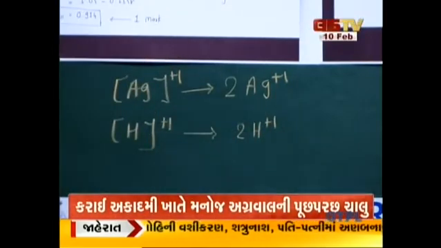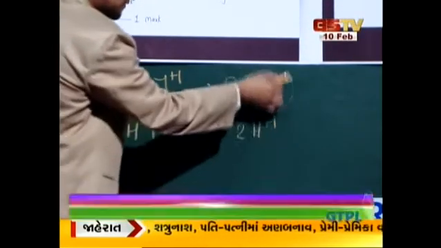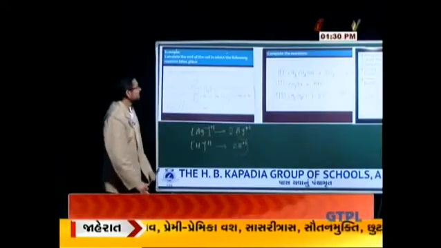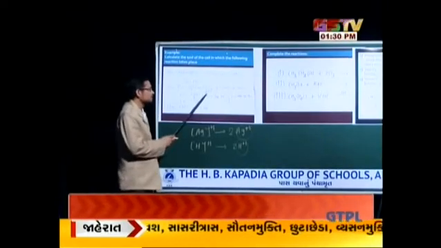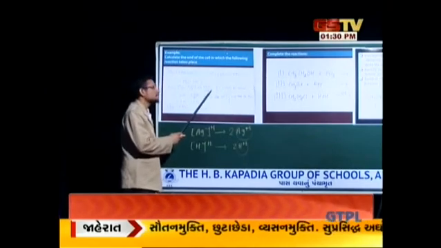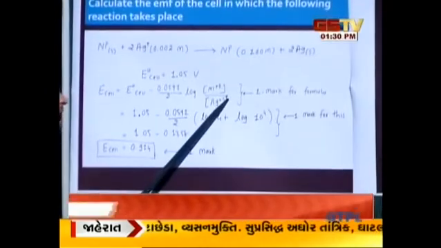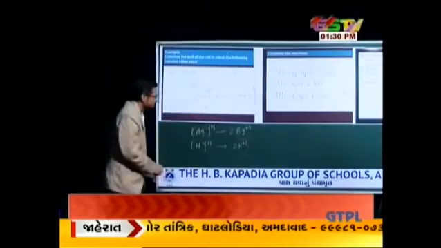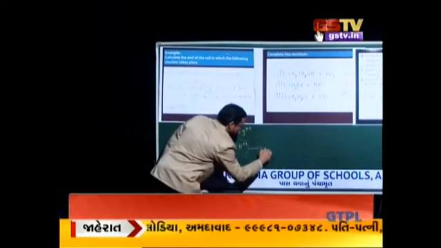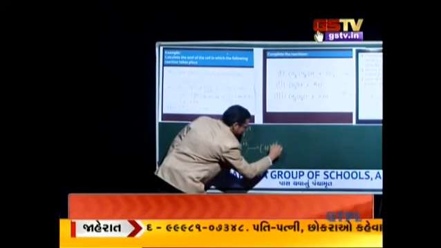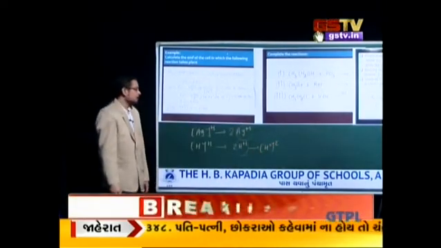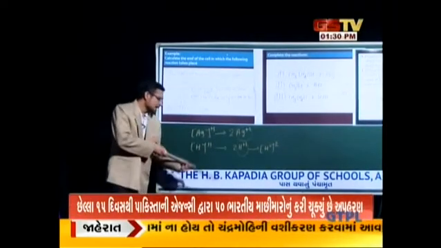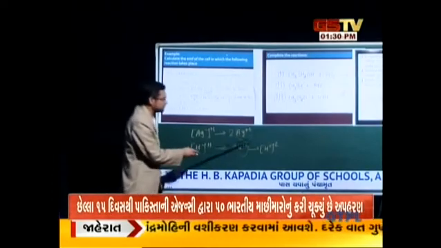because Ag has plus 1 charge and hydrogen has plus 1 charge. So in the reaction we will write Ag with a 2 outside, and like that hydrogen we will also write as H+ with a 2. So always remember that whenever you are writing Ag and hydrogen, always write like this.